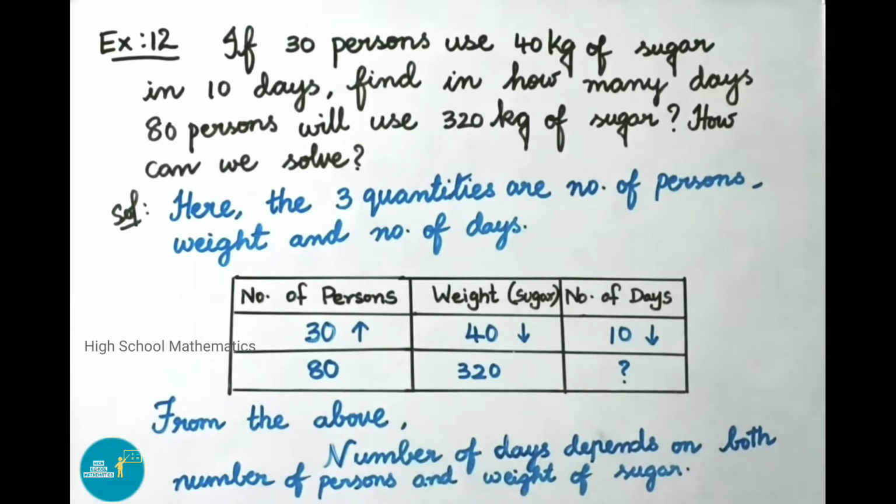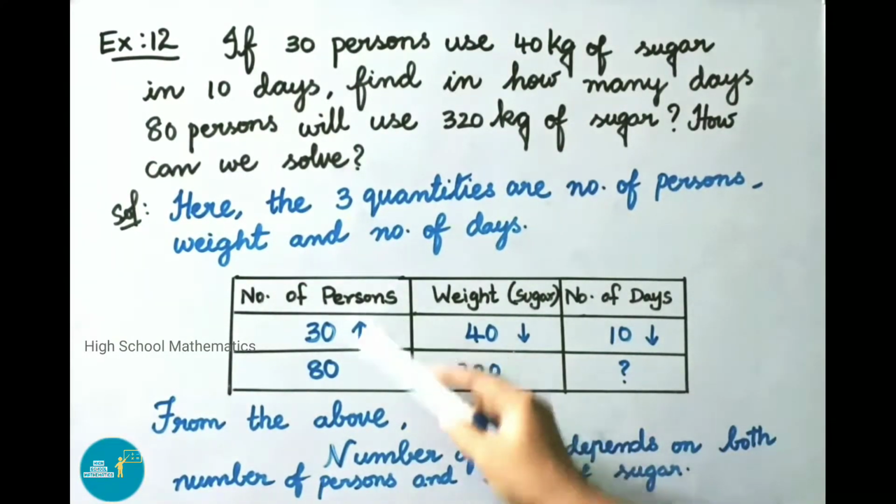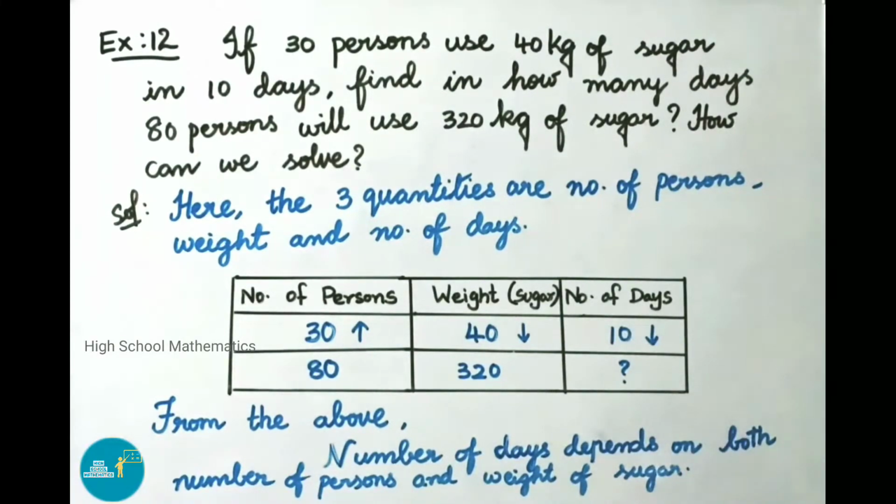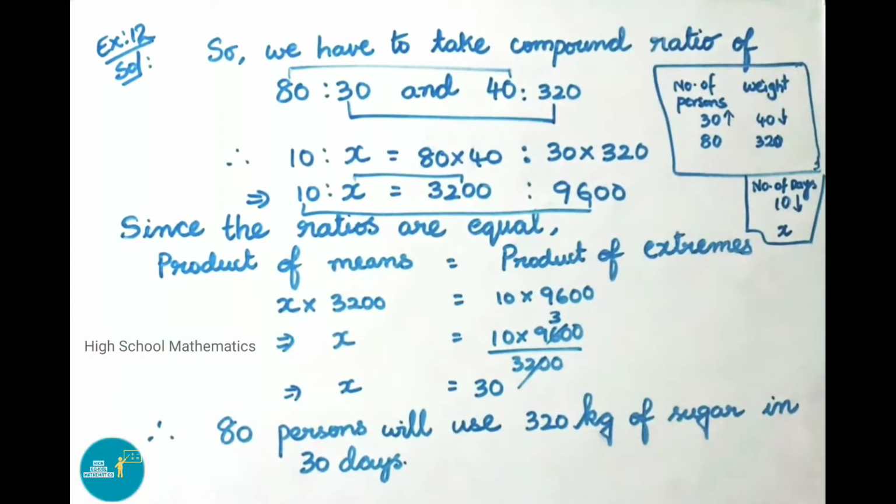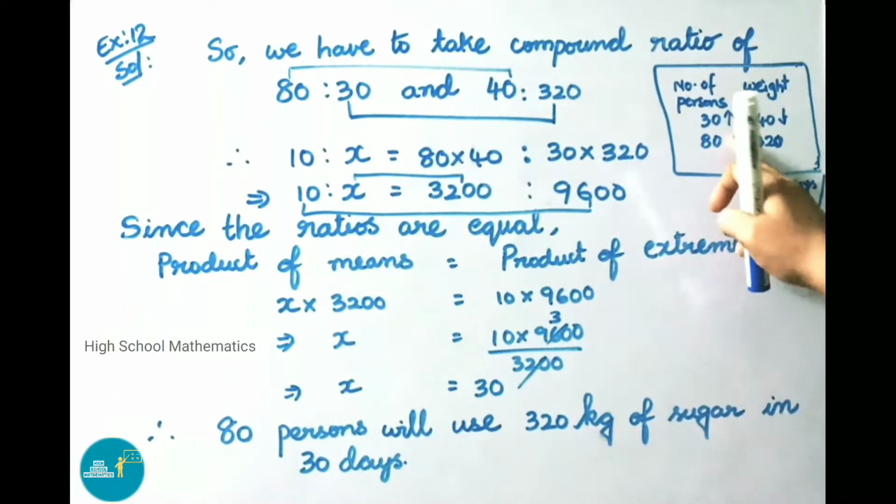If we observe from the above, number of days depends on number of persons and weight of sugar. See, in the previous tabular form, number of days is inversely proportional to number of persons and number of days is directly proportional to weight. Here we are going to find the x value, so we have to indicate it with a downward arrow.